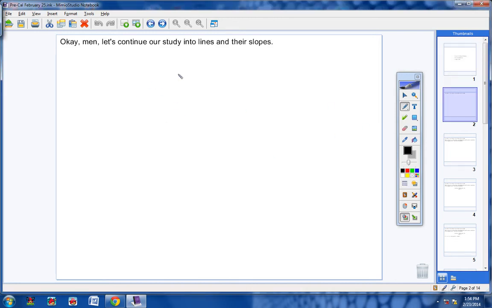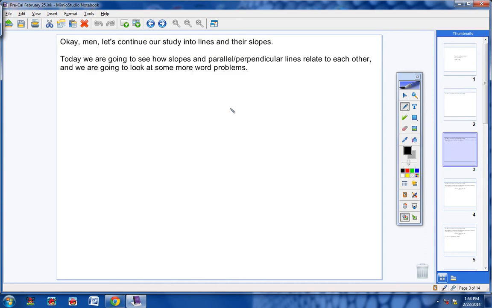Okay, everyone, let's continue our study into lines and their slopes. We've been doing a lot of studying on lines and slopes, so let's continue that study. Today we are going to see how slopes and parallel and perpendicular lines relate to each other. We are also going to look at some more word problems today, which I know gets you guys very excited, word problems.